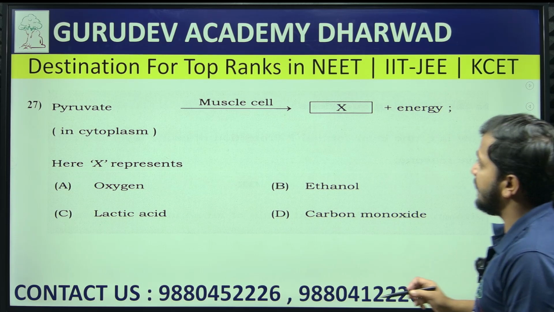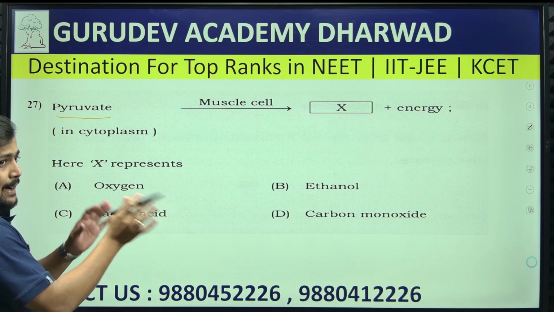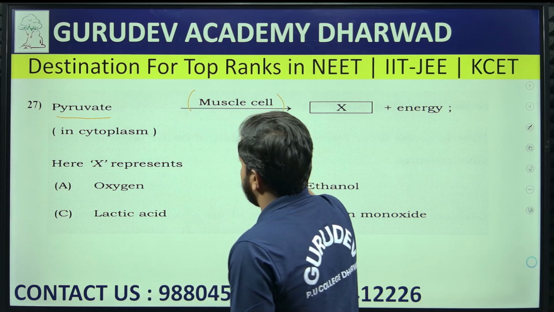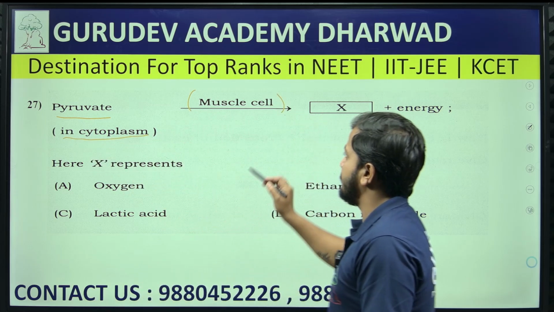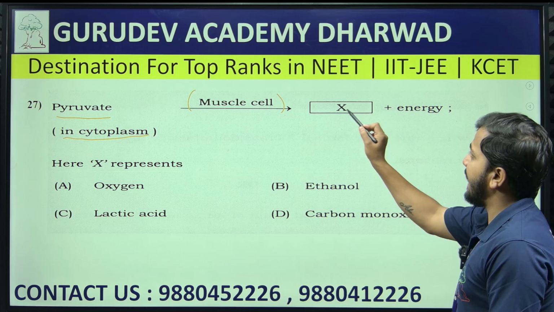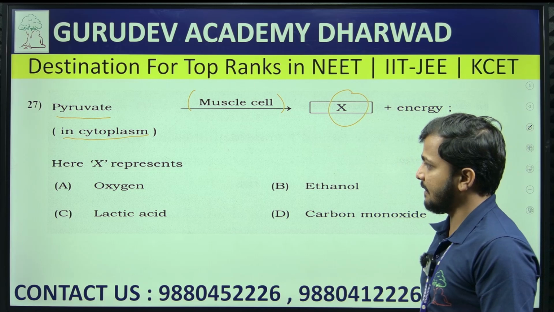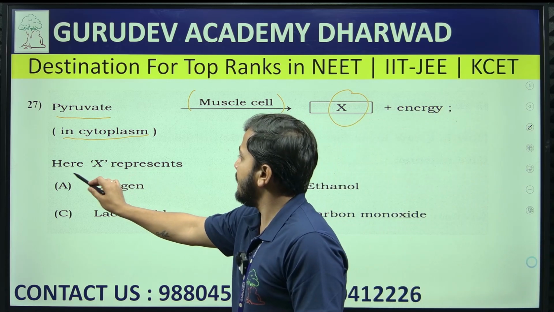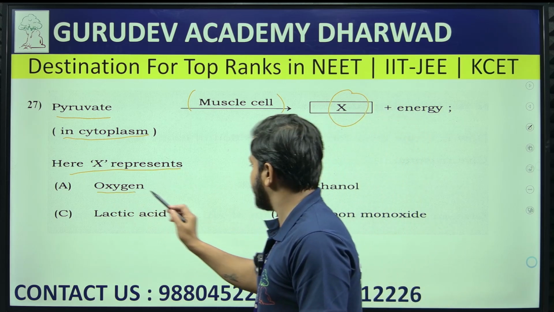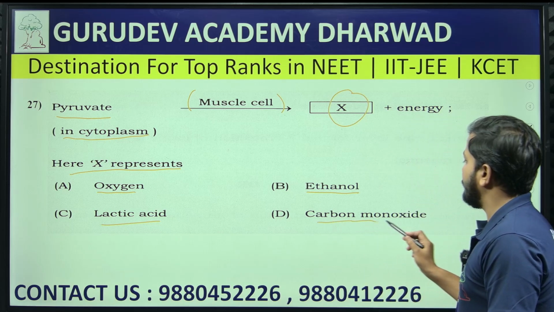Here they have given a schematic representation of pyruvate in the muscle cell, inside the cytoplasm. Muscle cells have X plus energy. Now what is this X? That is what we have to answer here. The options they mentioned are either oxygen, ethanol, lactic acid, or carbon monoxide.